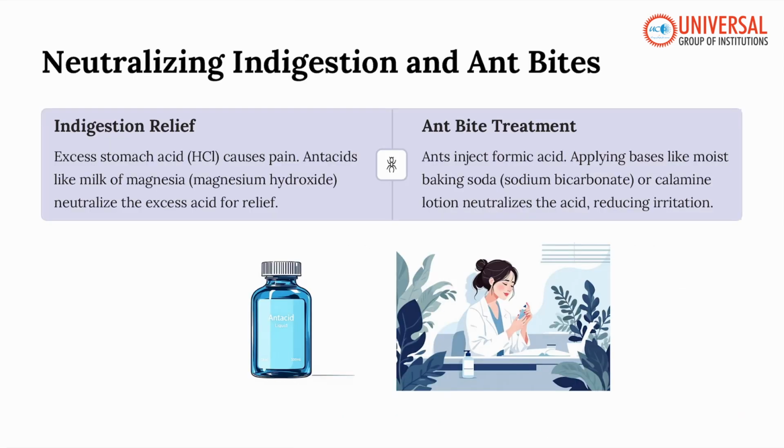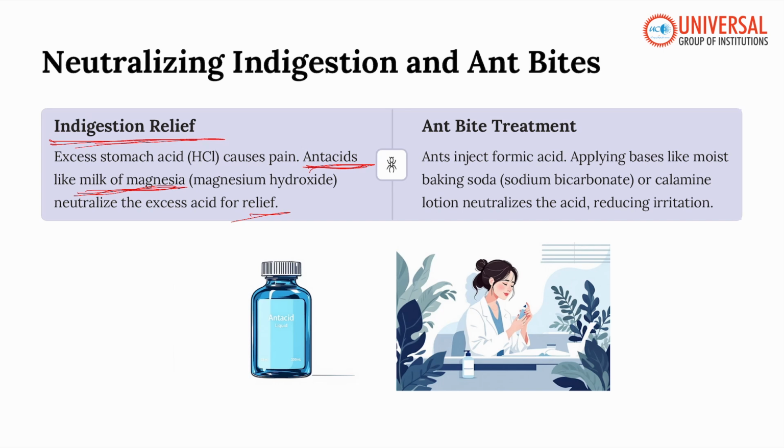So this concept isn't just theoretical, it's everywhere around us. So let's see how neutralization works in real life. Indigestion relief. Excess stomach acid, which is HCl, hydrochloric acid, released in the stomach, causes discomfort or pain. To overcome this, antacids like milk of magnesia, or magnesium hydroxide, are taken to neutralize the excess acid produced in the stomach and to feel relief.